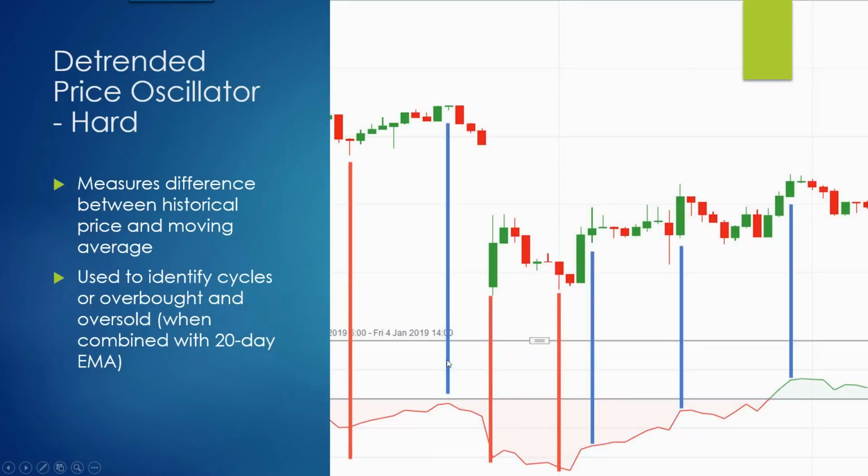This is not one of my favorite indicators. I think you can do the same thing using a moving average, but again, you can measure the cycle or the length of time that it takes to go from one low to the next low. I don't do a lot of cycles, so cyclic oscillators are really not my forte.